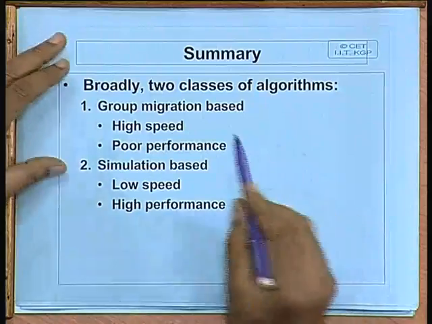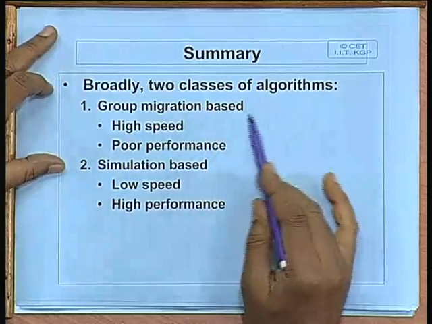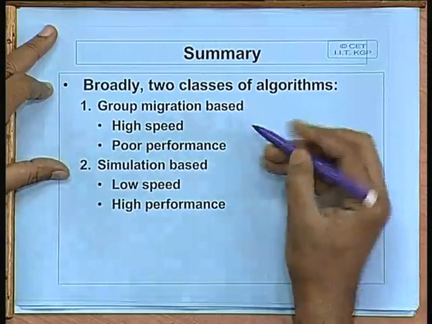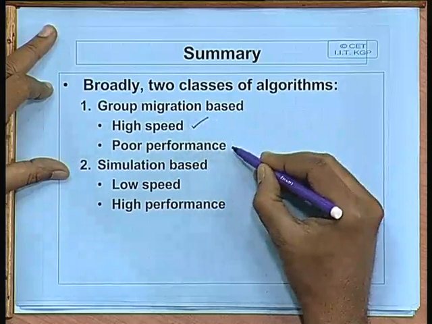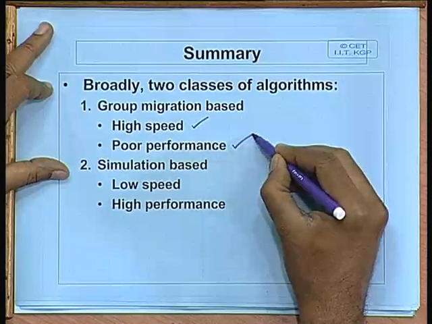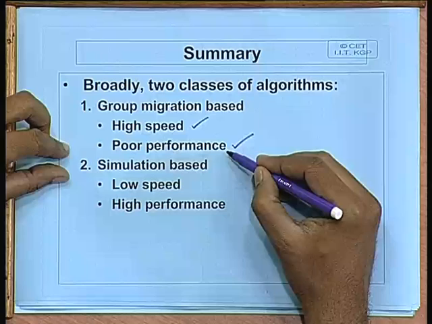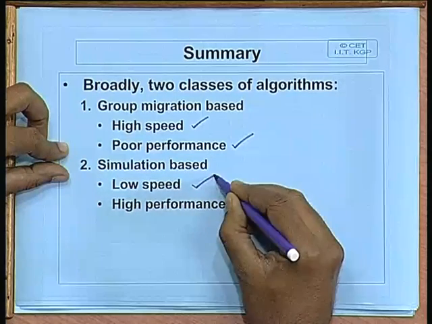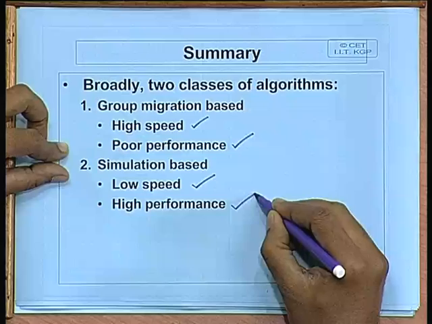So, to summarize the partitioning algorithms, we have talked about broadly two classes, group migration and simulation based. To compare them, group migration takes less time, but in general produces partitions which are not of very good quality, but simulation based takes longer time, but they give very good solutions.